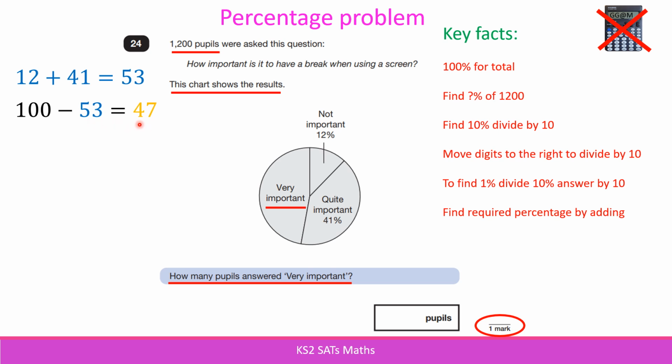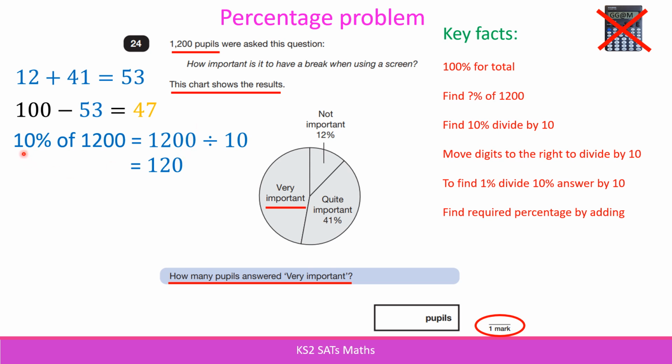Now we need to work out 47% of 1,200. So that's our missing percentage, 47%. So we're first of all going to find 10% of 1,200. So 1,200 divided by 10, the 1 in the thousands column moves to the hundreds column, the 2 in the hundreds column moves to the tens column, and the zeros move down, leaving me with 120. Or that is the same as taking this last 0 off the end.